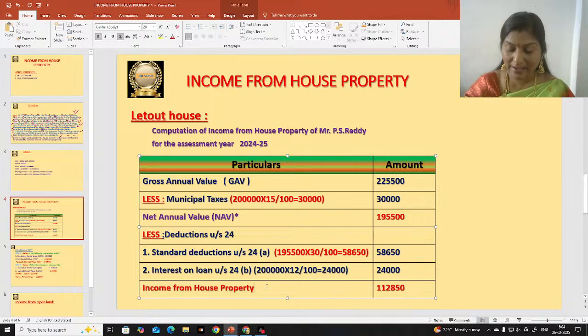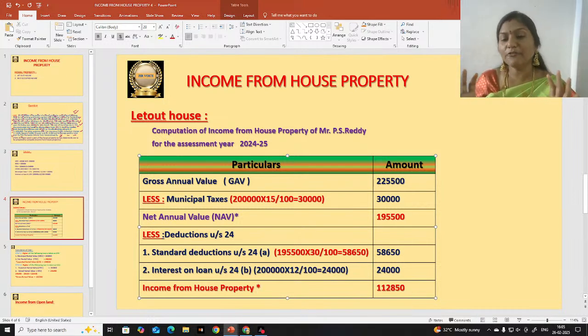In the previous live class, we actually got a loss from house property, because after deducting deductions we got a negative amount, so we called it a loss from house property. But here it is a positive amount, so we have to call it income from house property. Okay, this is the answer.